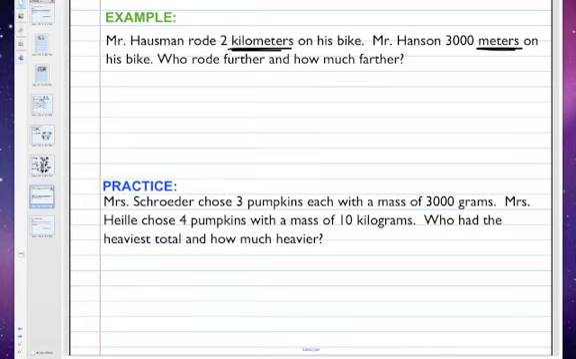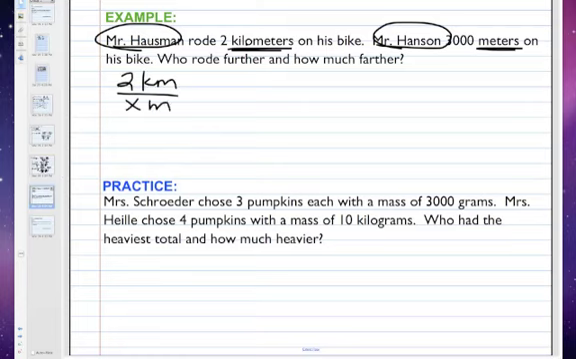In order to compare them, I need them to be the same unit. So I can either change Mr. Hausman to meters or Mr. Hansen to kilometers. It doesn't matter which one I use. Let's exchange Mr. Hausman's 2 kilometers into meters. So I'll say 2 kilometers is to x amount of meters as, and this is where I'll use the unit rate, 1 kilometer is equal to 1,000 meters.